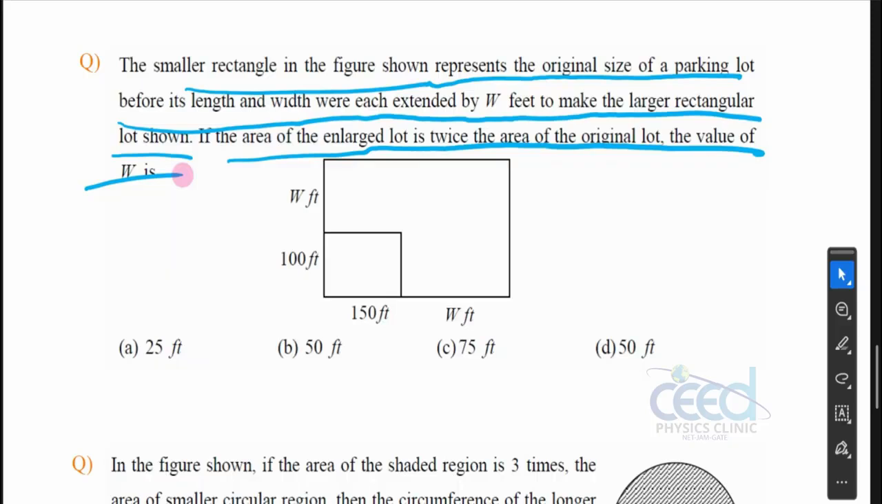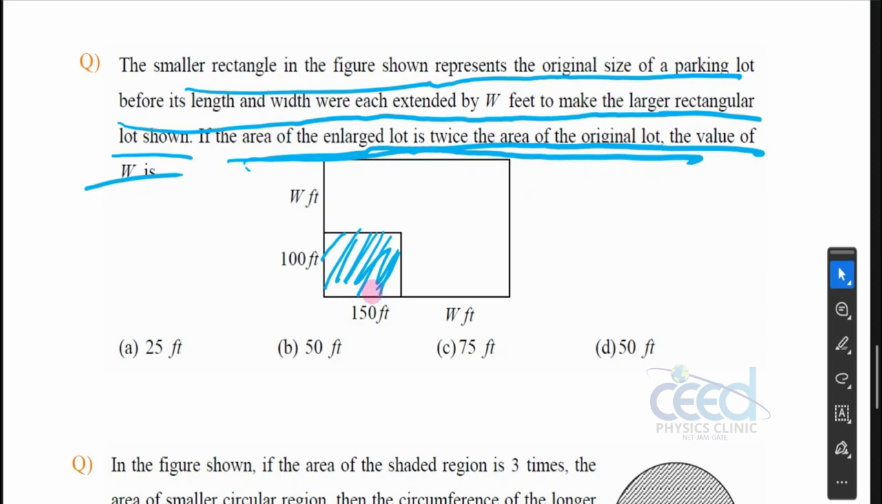So here they have given one rectangular park. Initially this is 100 feet and here 150 feet. Now again you increase W on this side and W on this side. Now the total area of the final park should be equal to double the original, since they say the area of the enlarged lot is twice the area of the previous shaded region.